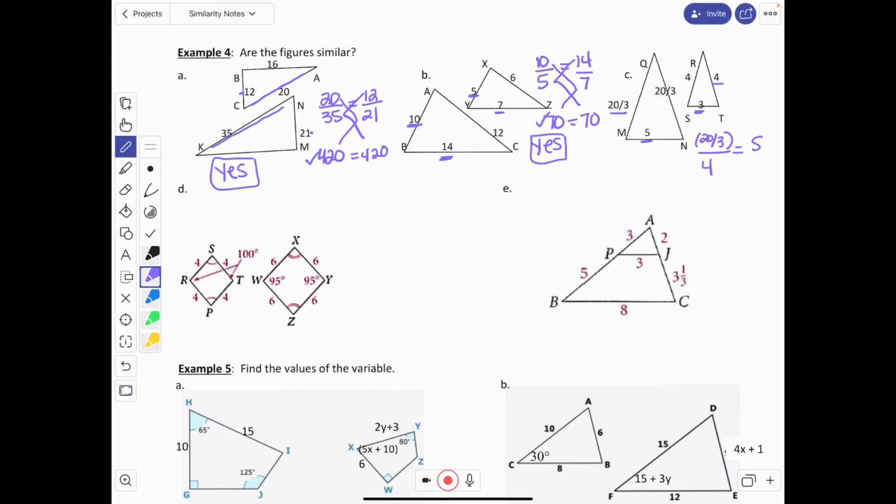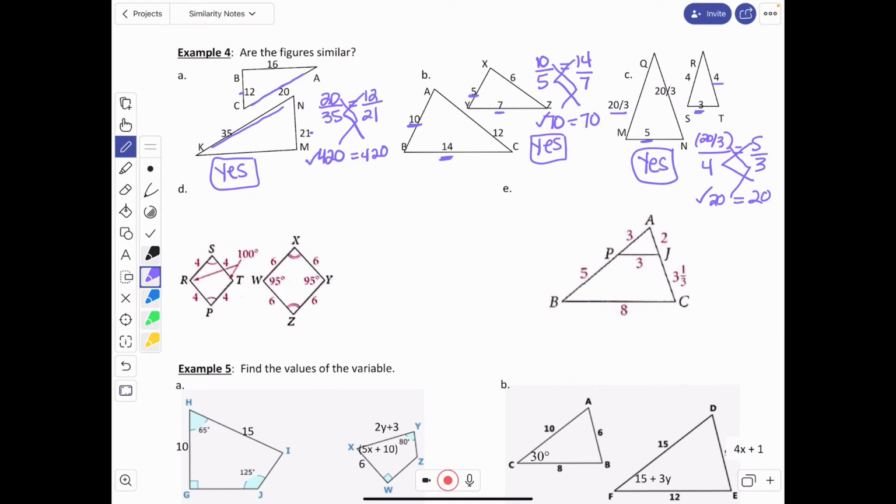And then we are going to check 5 over 3. So if I cross multiply, 20 over 3 times 3 is going to give me 20. 5 times 4 is also going to give me 20. Oops. So this is going to be a yes.